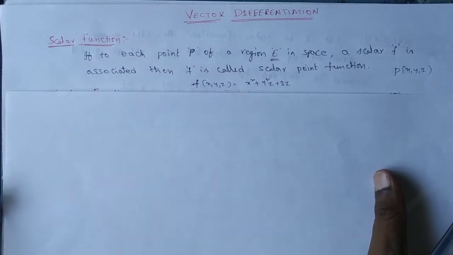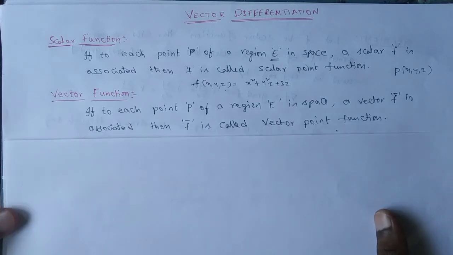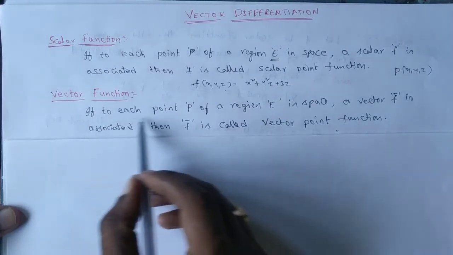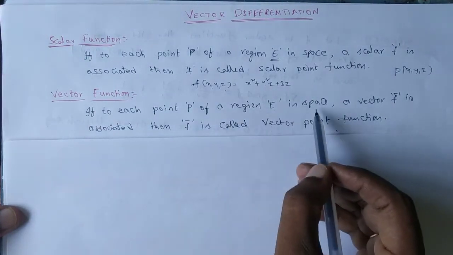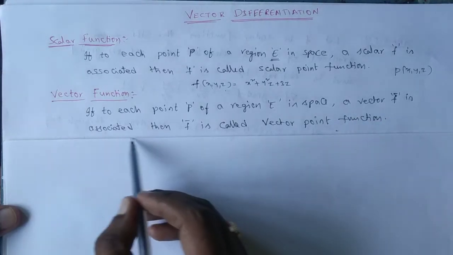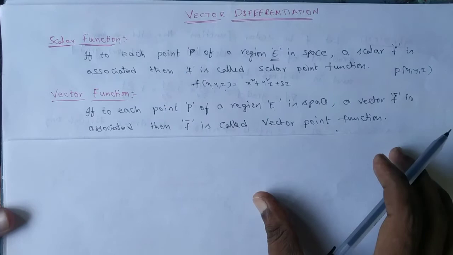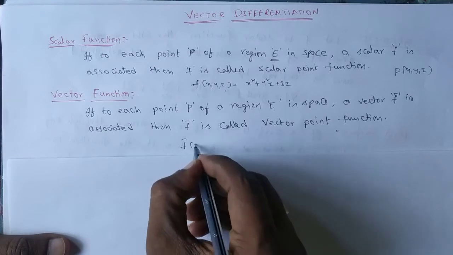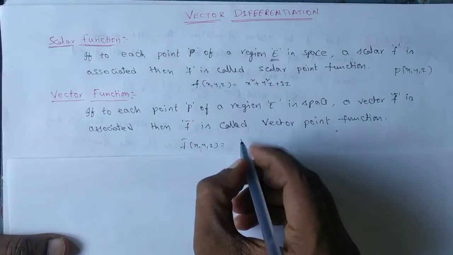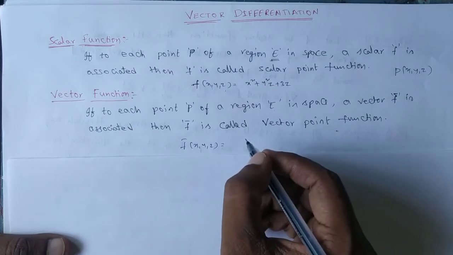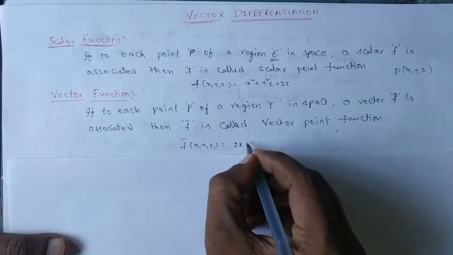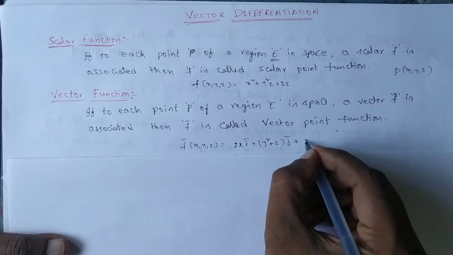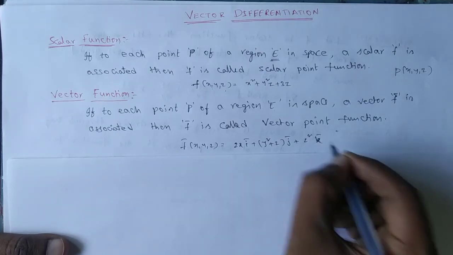Similarly, if we extend the definition to vector quantities, that means instead of assigning a scalar quantity we assign a vector quantity: if to each point P of region E in the space a vector f bar is associated, then f bar is called a vector point function. I am just giving an example. F bar of xyz equal to, I may write, if you are taking three-dimensional, like this.